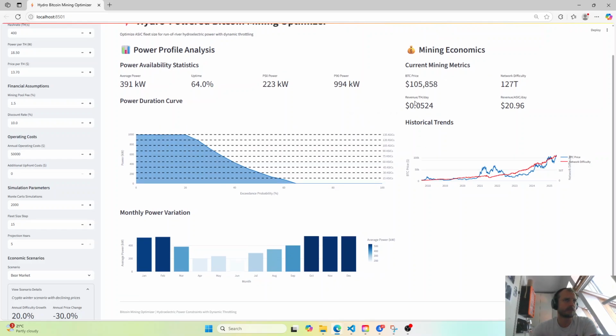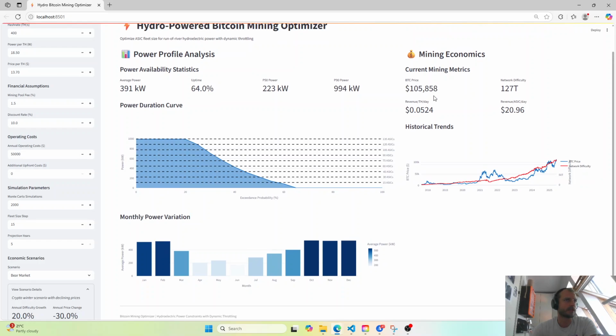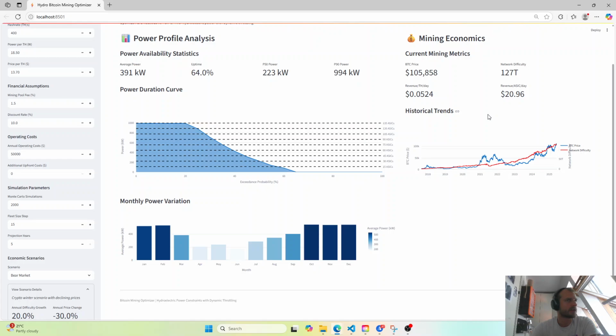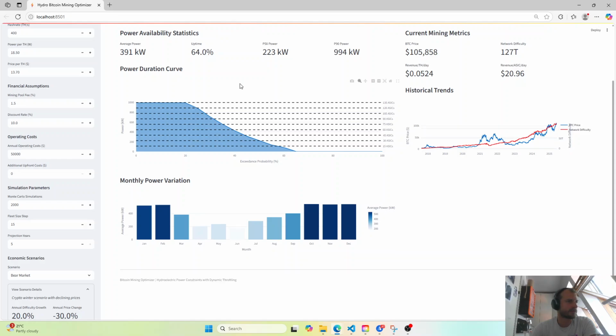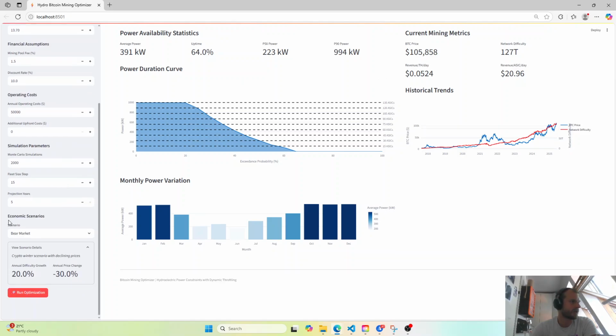Then, as you can see, this is the same mining economics. As I showed the prices, we start at the current level of, well, it's not exactly today, but we can update this. And the last thing is just these economic scenarios. You can put whatever bear market, bull market, base case, or just customize.